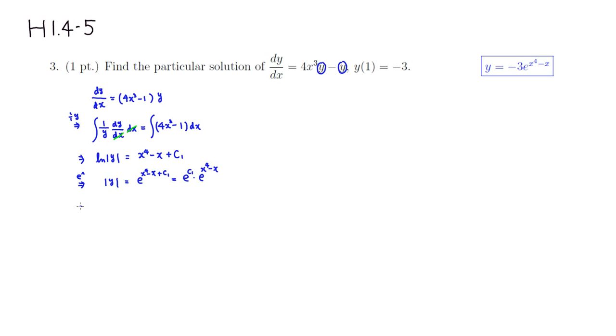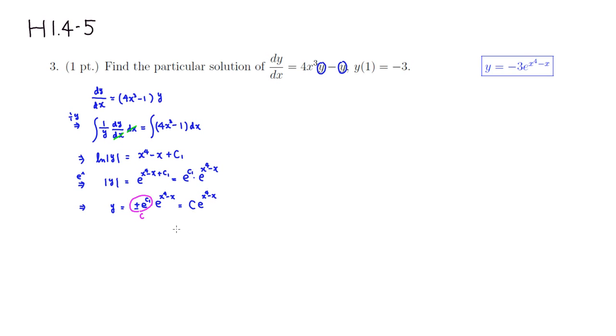Then we want to remove the absolute value sign. Y is equal to, then we would have to consider plus or minus e to the c1 times e to the x to the 4th minus x. But there's no point in calling this a complicated constant. Since a constant is a constant, I'm going to call that guy c. So we would have y is equal to some number c times e to the x to the 4th minus x.